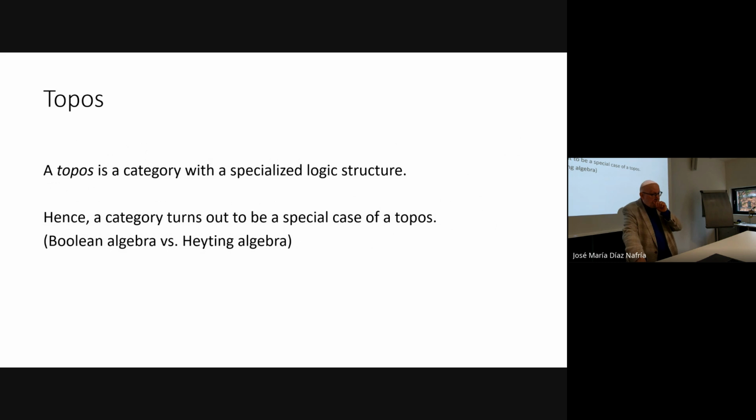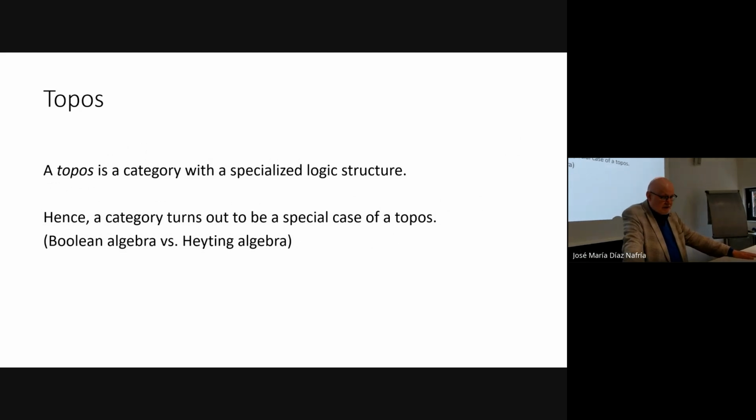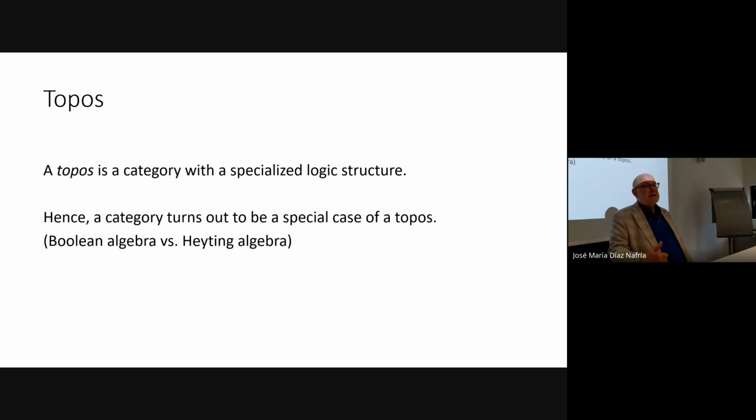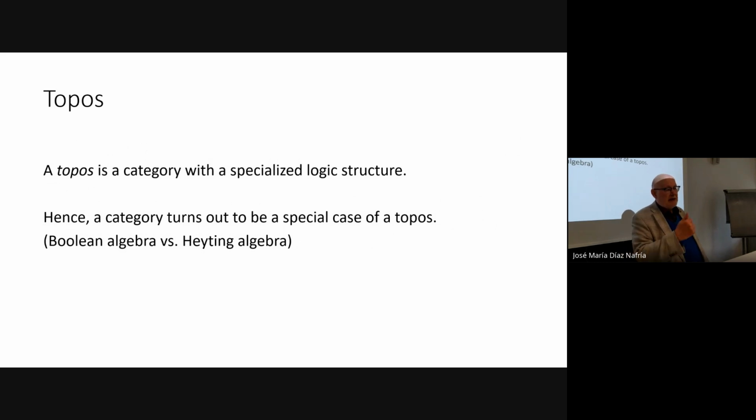Now, a topos is very similar to a category, but this is a category with a specialized logic structure. Hence, a category turns out to be a special case of a topos. In fact, the most important point is that usually categories obey Boolean algebras, while a topos has a generalized Heyting algebra for its logic. The difference is mainly in the negation. In the Boolean algebra, the negation of a negation is again the original proposition. But in a Heyting algebra, the negation of a negation is unequal to the original proposition. And that is mainly due to the time development in between.